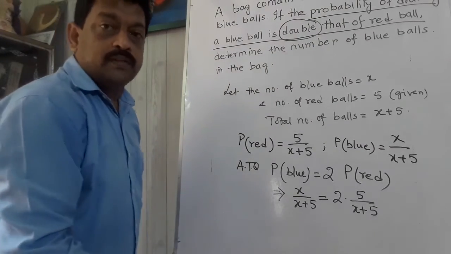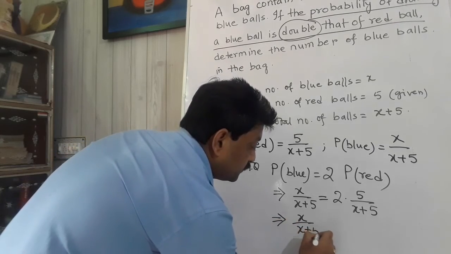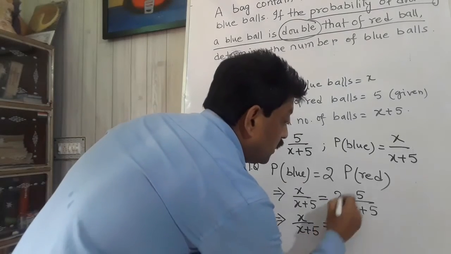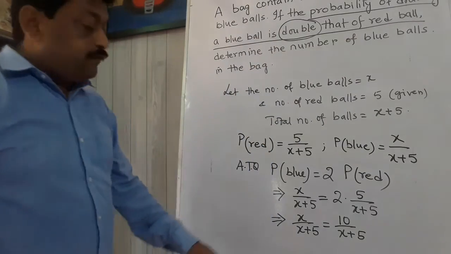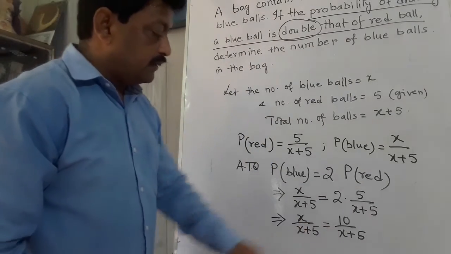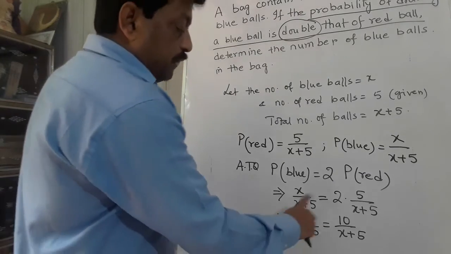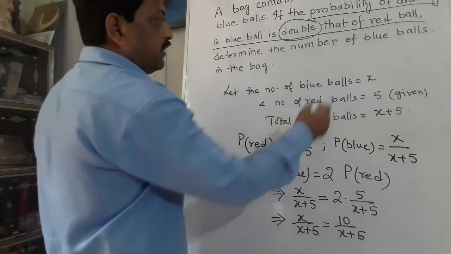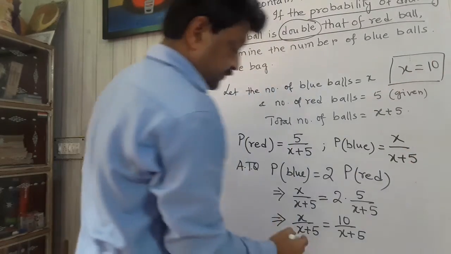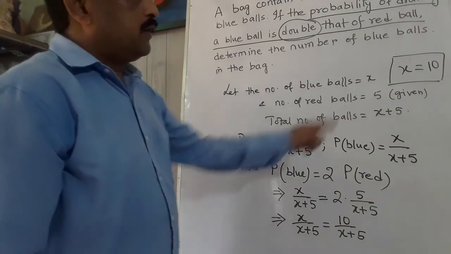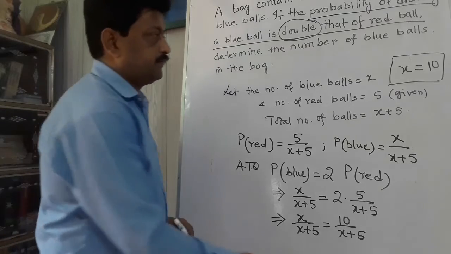So let me do one more step. x upon x plus 5 is equal to 10 upon x plus 5. If we compare both the sides, that is LHS and RHS, you can see both the denominators have x plus 5. So by comparing the LHS and RHS, we can write x equals 10. That is, the number of blue balls is equal to 10. Understood? Okay.